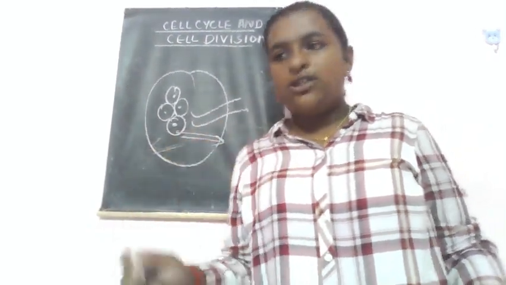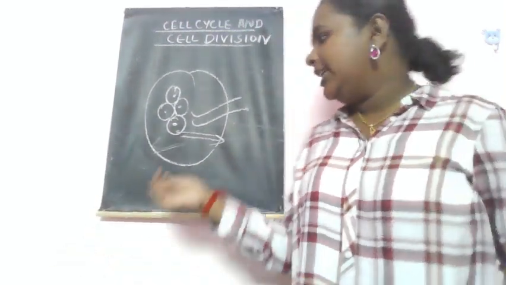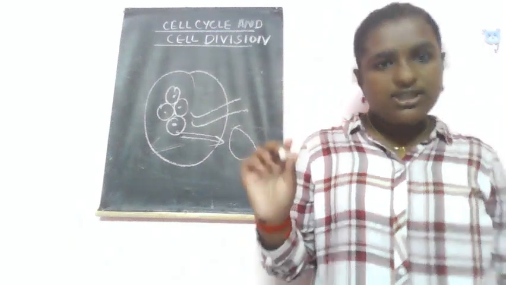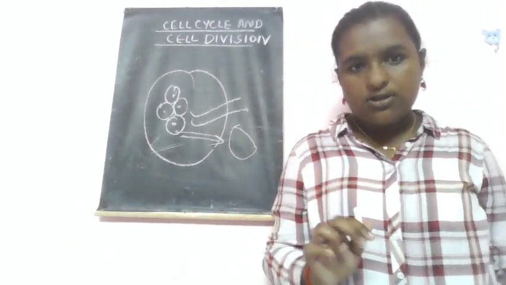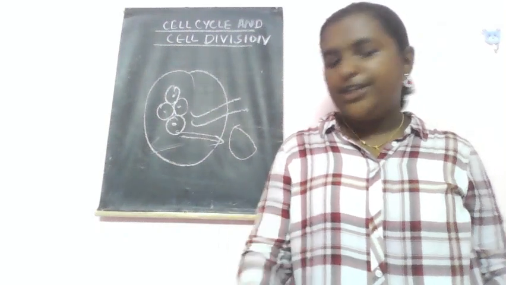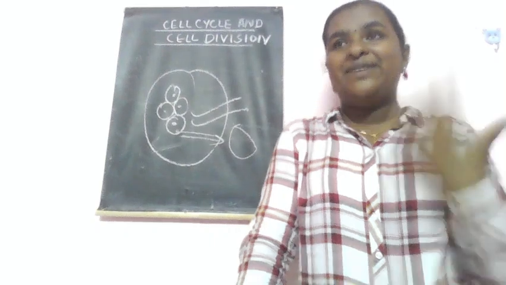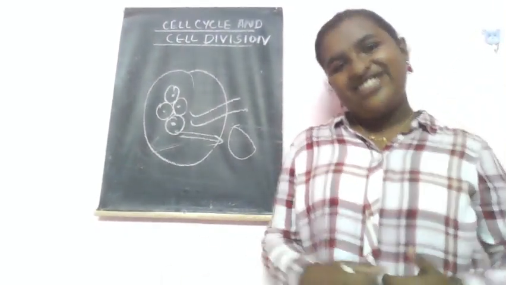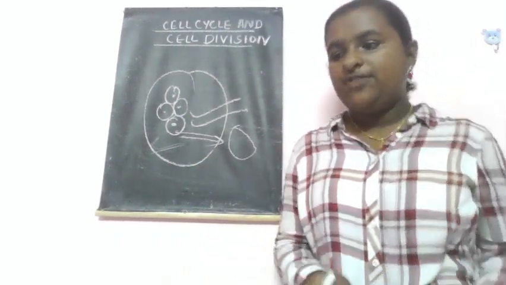So this is mitosis. Meiosis is basically the division where it gets reduced. Meiosis is also called reduction division. So it gets reduced. Basically, meiosis is reduction division.